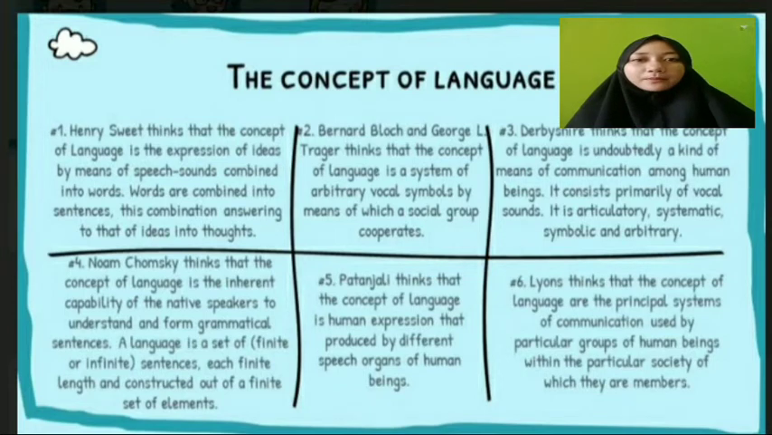5. Patanjali thinks that the concept of language is human expression that is produced by different speech organs of human beings. 6. Lyons thinks that the concept of language is a principal system of communication used by a particular group of human beings within a particular society of which they are members.